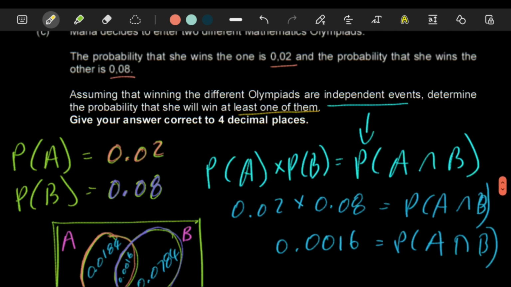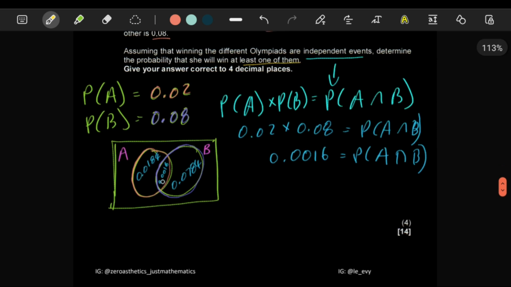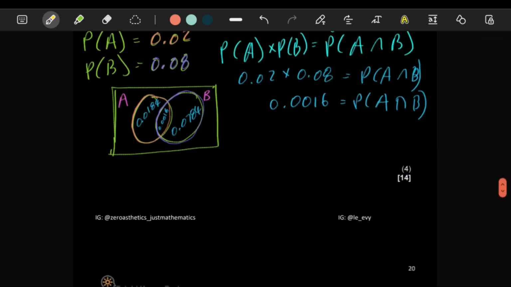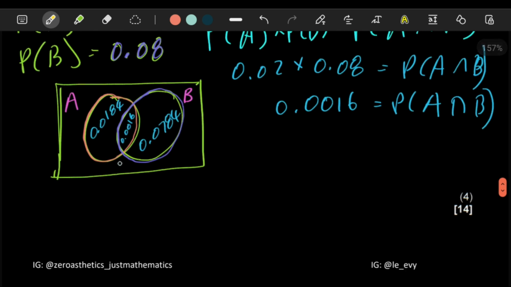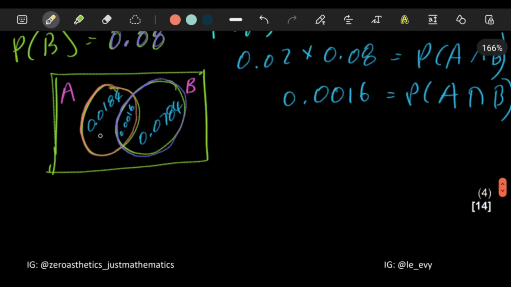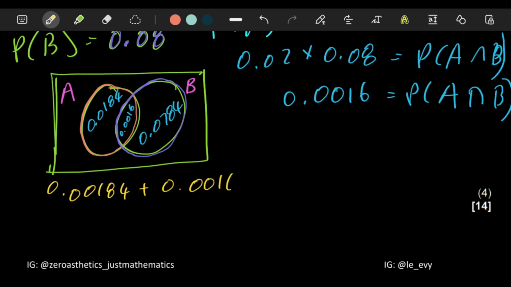Winning at least one of them means that she could win one only, she could win both, or she could win the other one only. So we have to add up 1, 2, 3 values for us to see the probability of her winning at least one. So here we have to say this value plus this value plus the 0.0784. So here 0.0184 plus 0.0016 plus 0.0784. This is the probability of winning at least one of them.